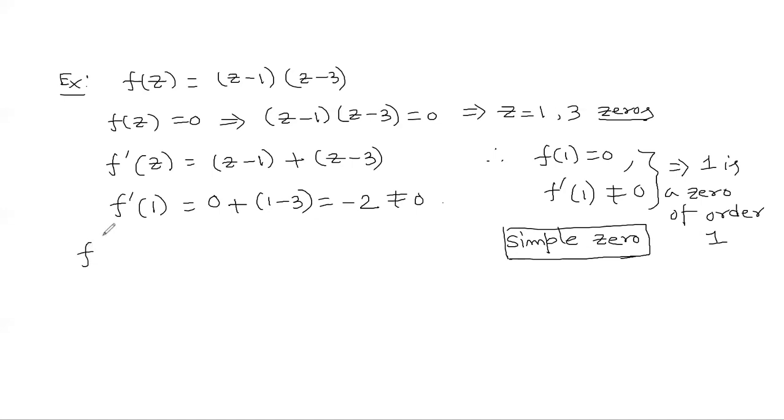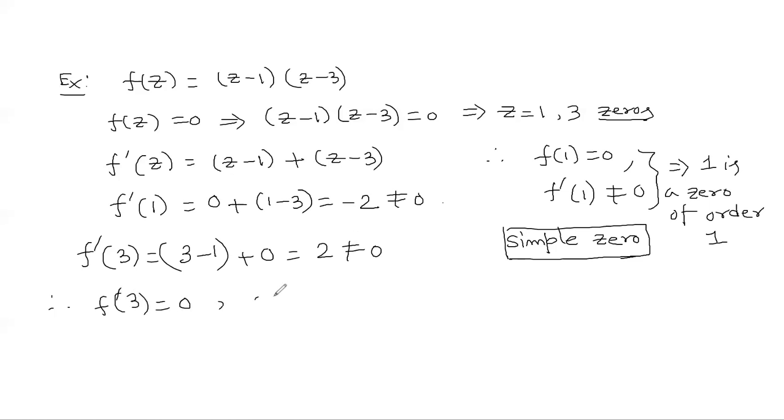Similarly, if we put 3 over here, if we calculate f'(3), we'll get (3 minus 1) plus 0, that is equal to 2. Here also we are getting not equal to 0. So in this case, f(3) equal to 0, but f'(3) is not equal to 0. So here we are getting 3 is a simple zero of the function f(z).